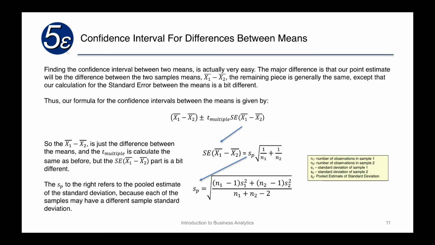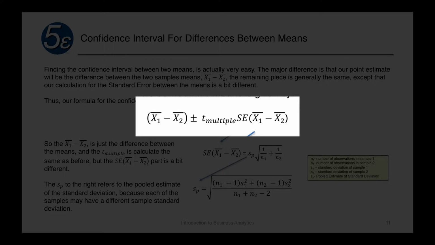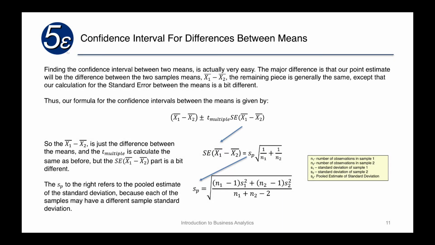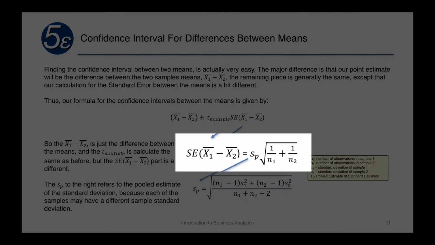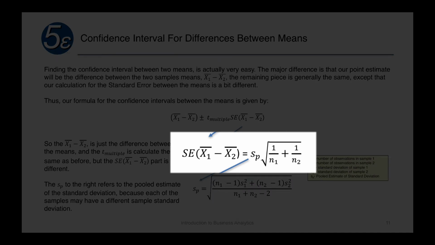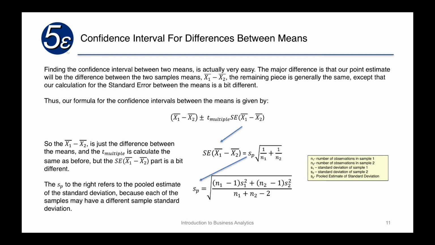So here's what we look at when we see the formula. It's pretty much similar to the other ones that we had. In this case, we have the first part, which is x1 bar minus x2 bar. So that's the sample mean of the first sample and the sample mean of the second sample. We do our plus minus, the t multiple, which we've known how to calculate, and we multiply that by the standard error of x1 bar minus x2 bar. Now this is a little bit different because the standard error of x1 bar minus x2 bar is actually going to be the pooled estimate of the standard deviation times the square root of 1 over n1 plus 1 over n2. We have to combine the standard errors of both of the samples, and so it's done by a two-step formula.